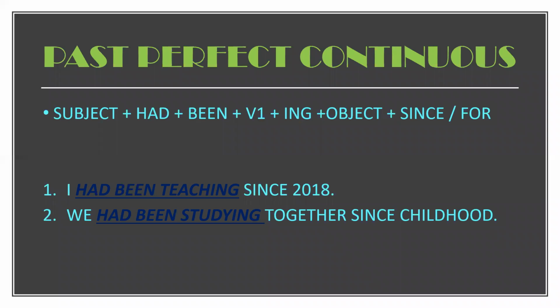Perfect continuous. Same sentence as of the present perfect continuous. Just the difference of has and have. Because ये past है तो हम यहाँ पे had use करेंगे. I had been teaching since 2018. We had been studying together since childhood.